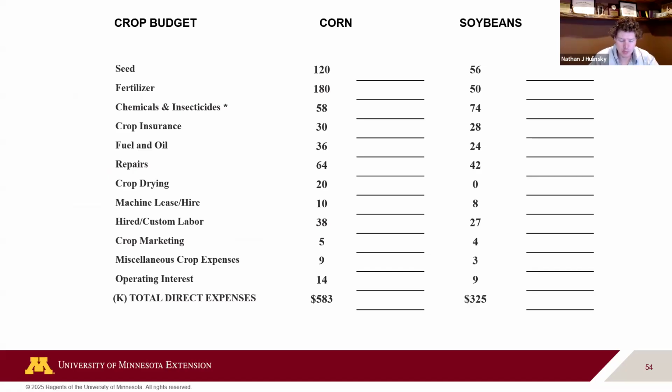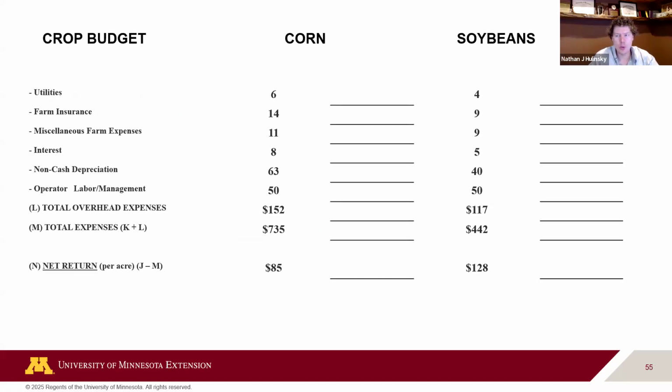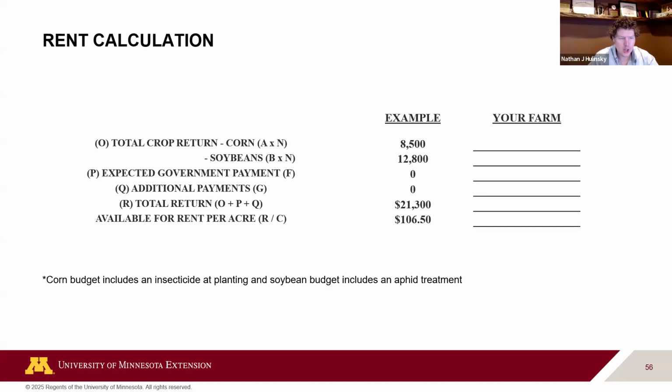Adding up all of these expenses and then incorporating your overhead costs. What's your utility bill? What's your farm insurance? What's your interest expense? What's your depreciation on the farm? And also operator labor and management fee, right? That's farmers' income that they get to live on. And at the bottom of the worksheet, you can take your total income, take away your expenses, divide by acres, and it'll say how much is available for land rent. So in this example, $106 per acre.